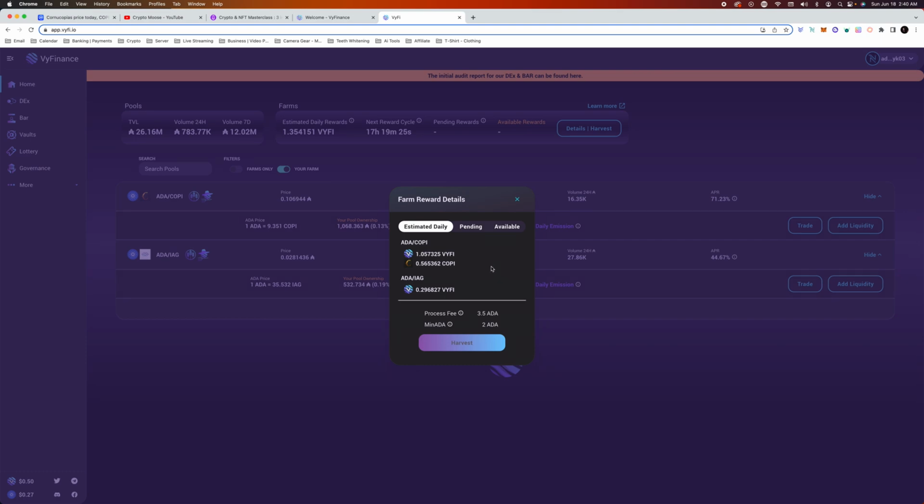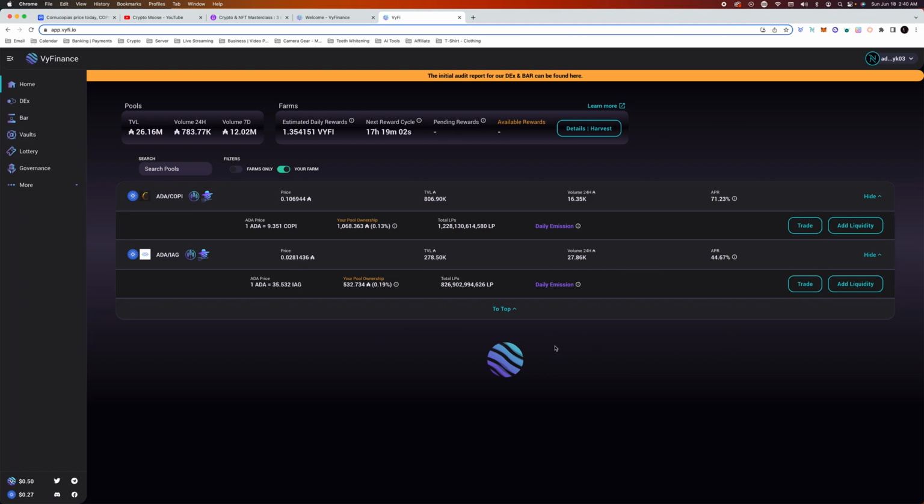And then what we can do as well, which is really cool, is when we harvest, meaning we take those pending rewards, sorry, we take our available rewards, I believe it is. Anyways, at the end of a month or 6 months, a year, you can just take those with one transaction and you can do multiple farms. So we can harvest both of these, which is pretty cool. So again, this is VYFI.